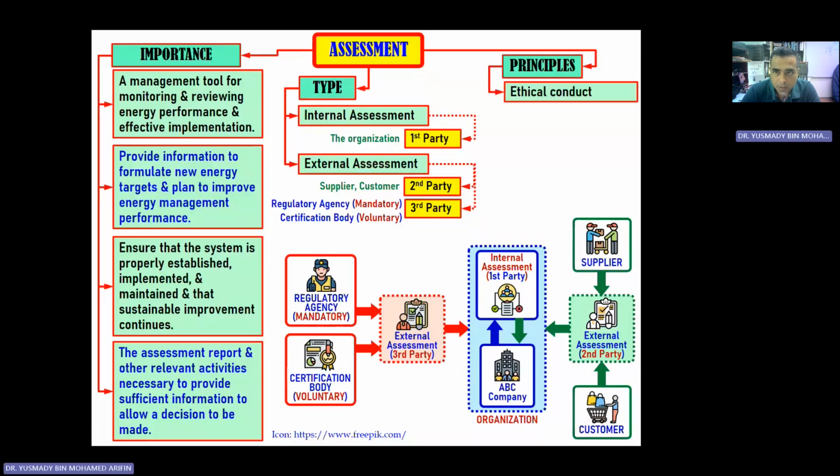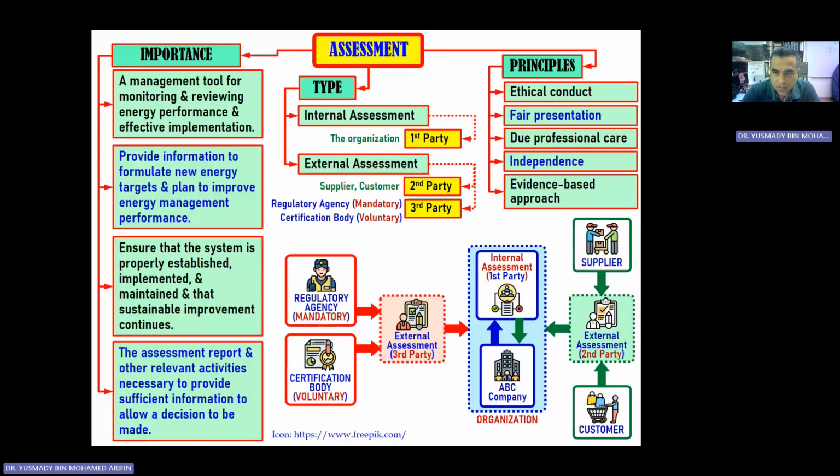So in terms of the principles, the first principle is ethical conduct, fair presentation, due professional care, independence, and an evidence-based approach. So these are the main principles of the assessment process.